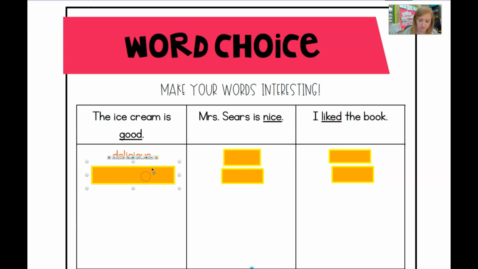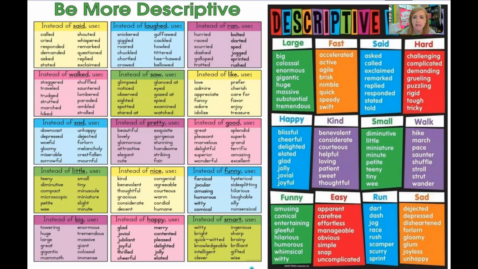What about mouth-watering? If the ice cream is so good, it is mouth-watering. I mean, when you think about it, your mouth just starts watering. If I refer back to my anchor chart and I look right here, instead of good, we could say great, pleasant, marvelous, delightful, superior, wonderful, splendid, superb, grand, terrific, amazing, excellent. All of those are strong words that mean the same as good, and they make your writing more interesting.